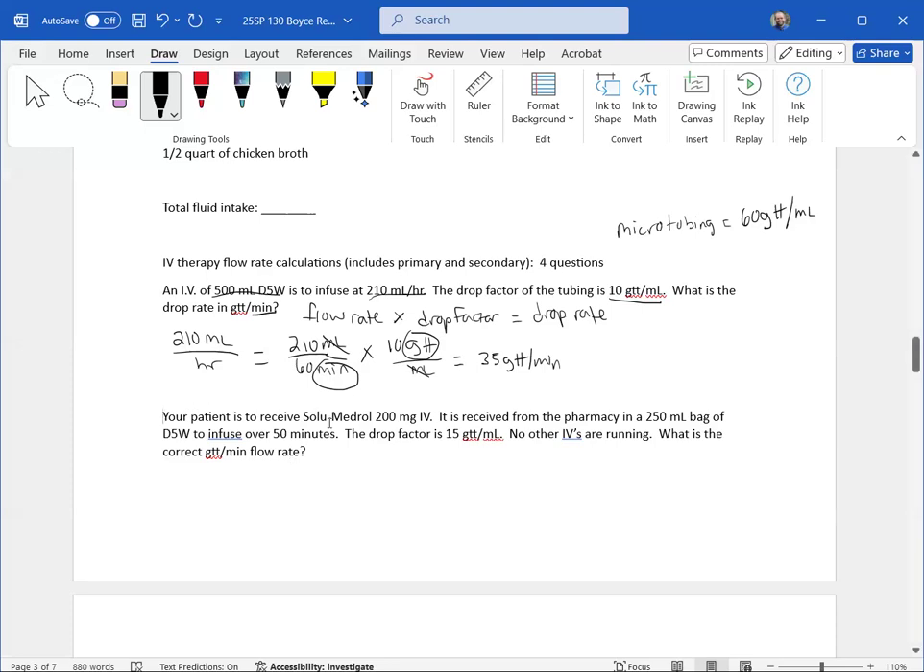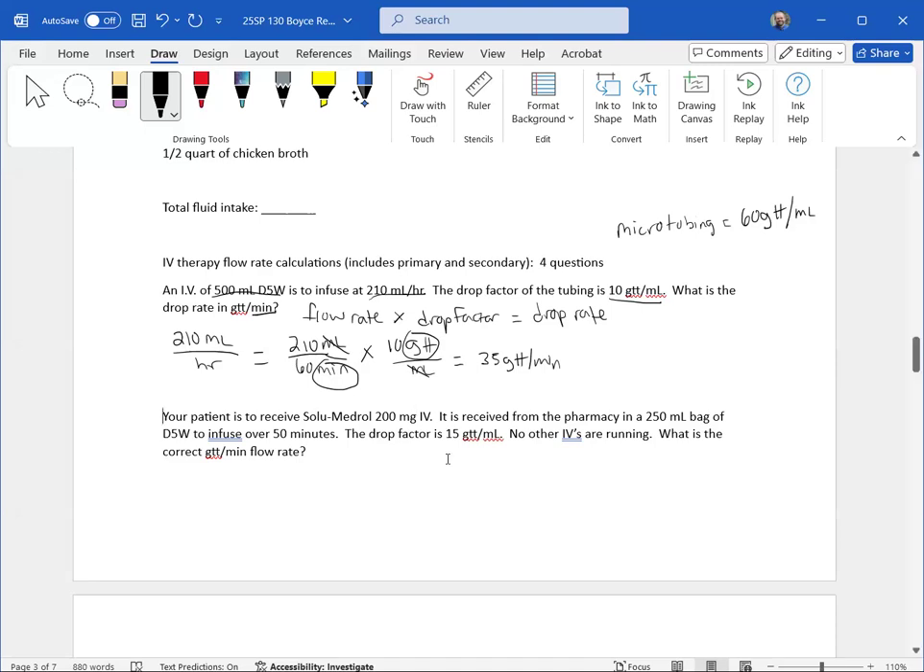It says your patient is to receive Solumedrol 200 milligrams IV. Good. We know what med they need. It's received from the pharmacy in a 250 milliliter bag of dextrose 5% water to infuse over 50 minutes. Okay. The drop factor is 15.